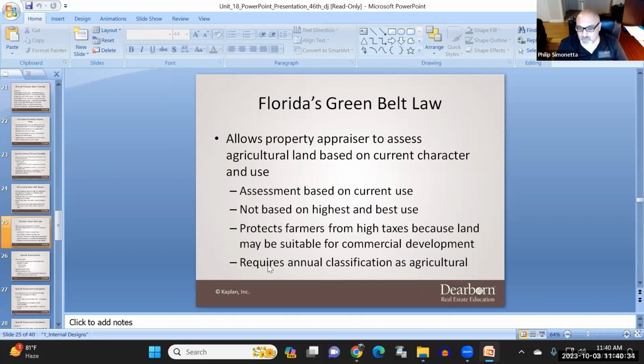It requires annual classification as agriculture. They've got to refile every year to be classified as agriculture, because when you're agriculture, you pay less taxes. You know, we sold a horse farm. It was 10.5 acres. That property should have been 15, 20,000 a year in taxes. It was 3,500 because it was agriculture, because they had animals on it, horses. The people who bought it were putting fruit trees and keeping horses on it. So as long as you keep it agriculture, you get that benefit. Okay. That's the Florida Greenbelt law.